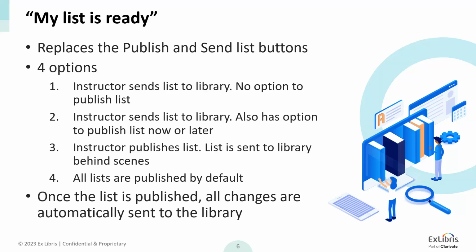And then the fourth option is that all lists are published by default. So there isn't a publishing process that the instructor or the library needs to do. This just happens by default. So I'll cover all of these options. Once the list is published, for all of these options, any changes that are made are automatically sent to the library. So if it's published and then they add new resources that require library review, those will be sent to you automatically. And that's true for all of the different options. So I'm going to go through them now.